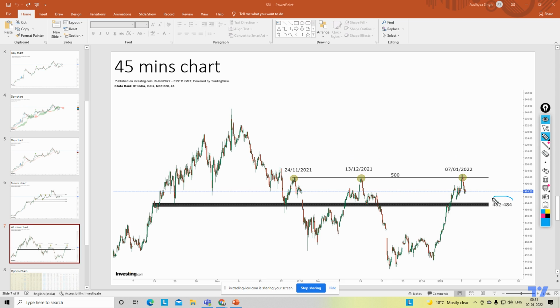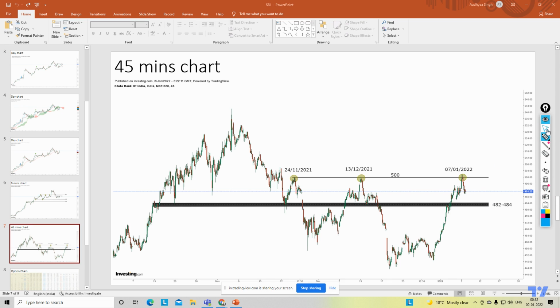On the other hand, again on the 45-minute chart, you can see that there is good support available at 482 to 484. Right? That's the reason I was telling that if it closes below this area, there is no point remaining long in this. However, if it crosses and closes above 500, as I said in the ICICI video, if it remains closed above 500, there is a very good chance of doing a BTST swing trade in that.